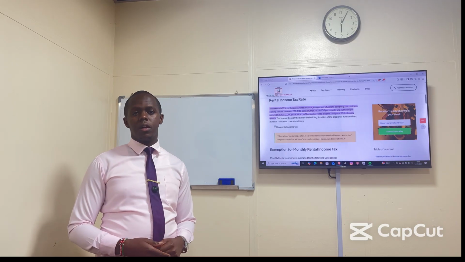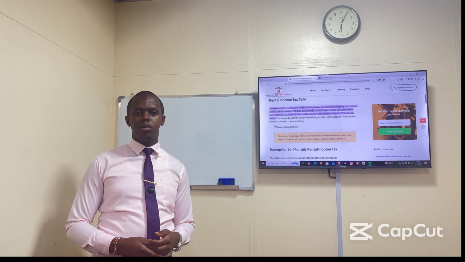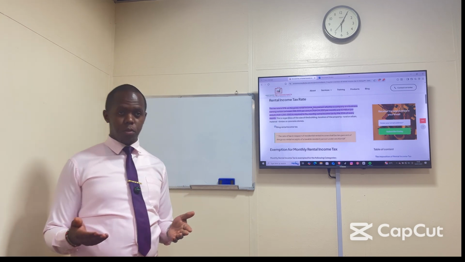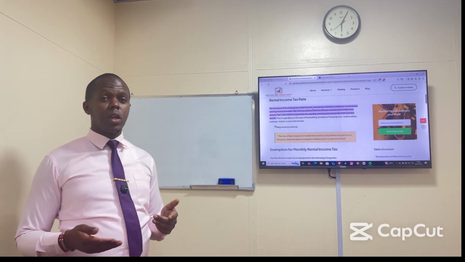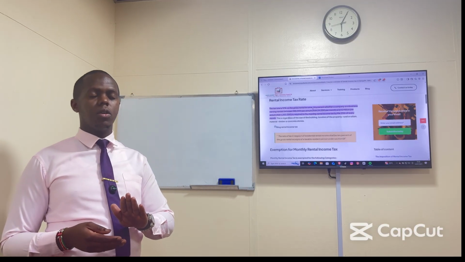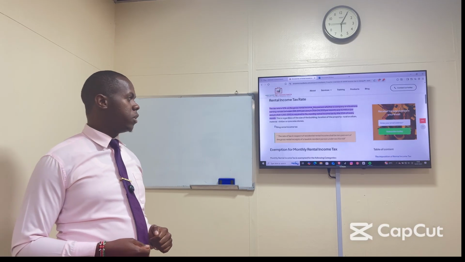So the filing for this is by the 20th of every month. So what you've collected from the tenant, you're supposed to file by the 20th and pay to KRA within 5 working days after collecting these payments.